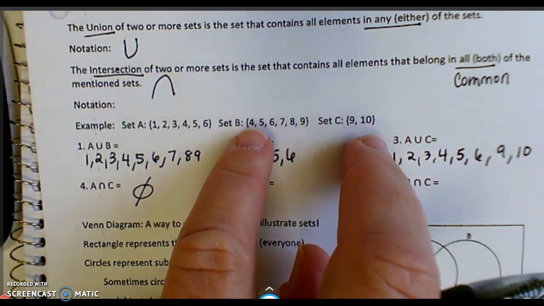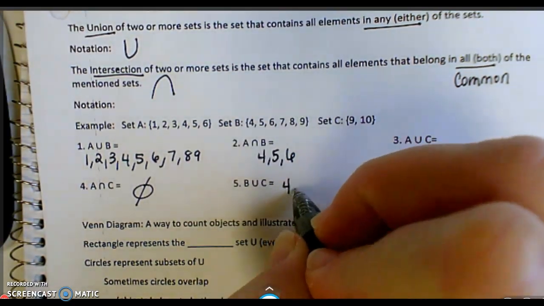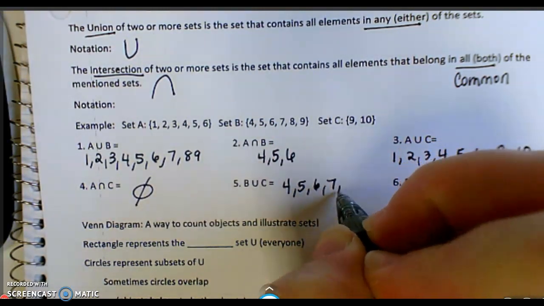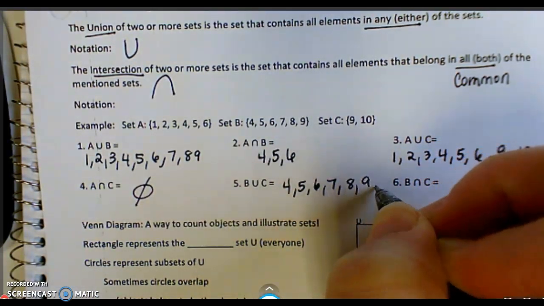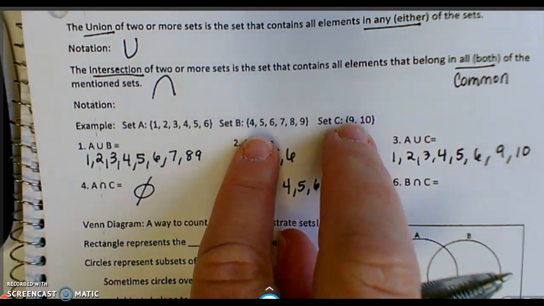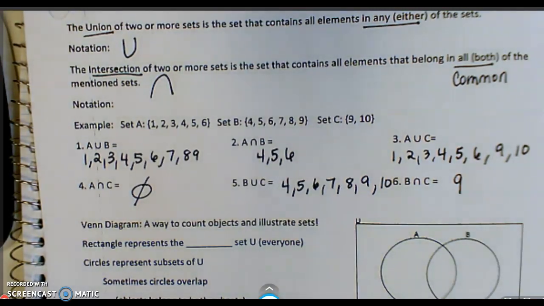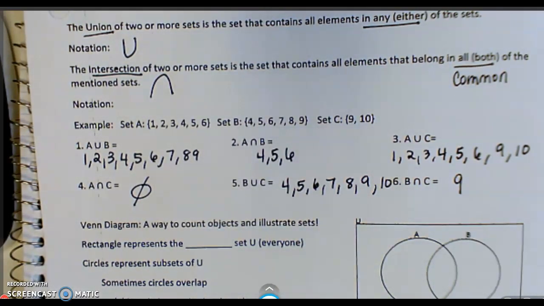Alright, B union C. You combine these two sets, and it says union, so you just put everything down. And then intersection means what these two have in common. The only thing in common is a 9, so that would be a 9. So when you're looking at sets, that's one kind of problem that we're going to look at.